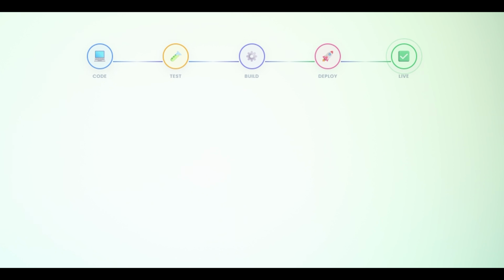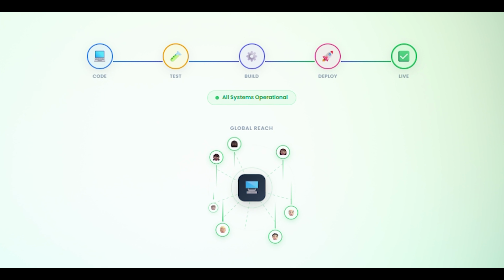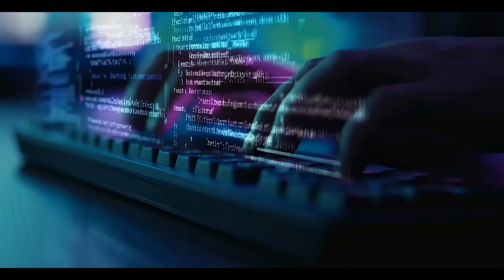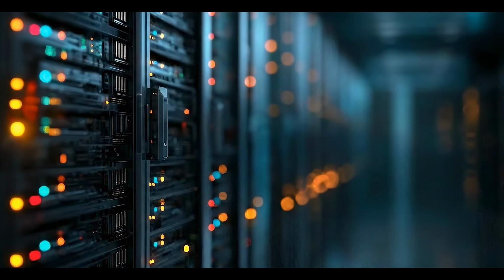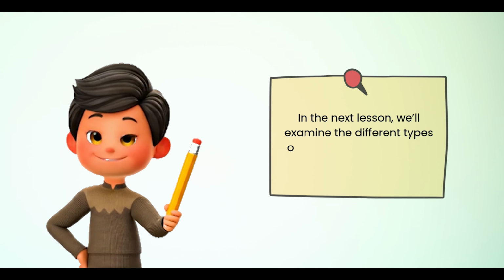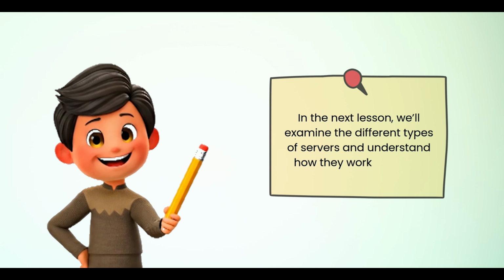Deployment isn't just moving code. It's moving responsibility from experimentation to real-world impact. Every update you see has passed through this journey. Deployment pushes code to an environment. Servers make that environment work. In the next lesson, we'll examine the different types of servers and understand how they work together.